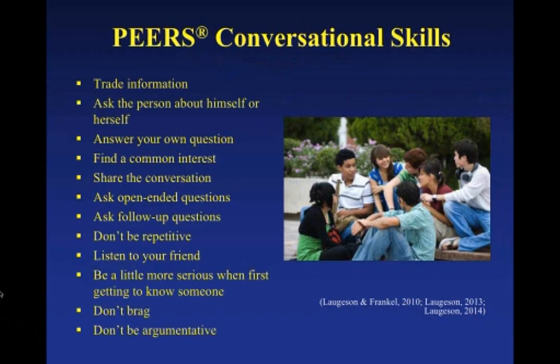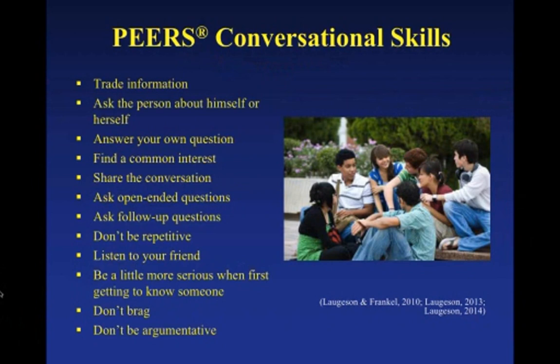So the main topic here is that you want to be trading information with your peer, right? Because as we mentioned before, our goal is going to be finding a common interest. So that means we have to trade information with the other person. So that's 50-50 in the conversation.